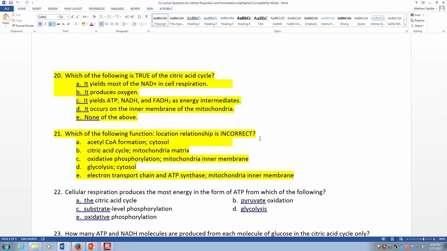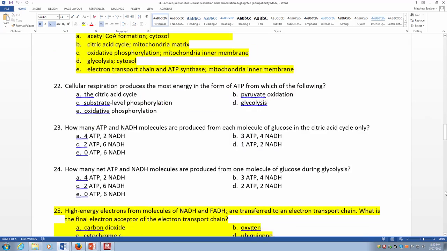Right. Where is acetyl CoA formed? Right, because acetyl coenzyme A is produced by pyruvate oxidation, which we said happens in the mitochondrial matrix. So acetyl coenzyme A formation should be matched up with the mitochondrial matrix. Okay.